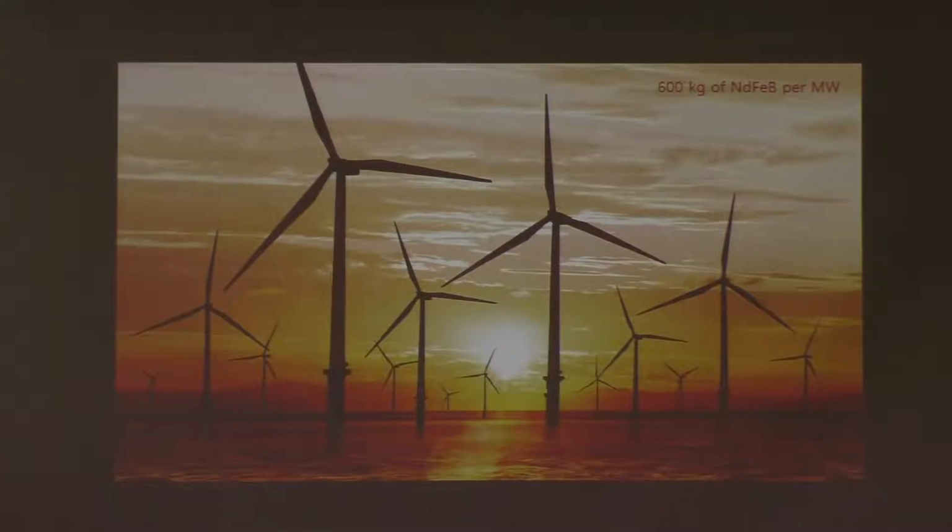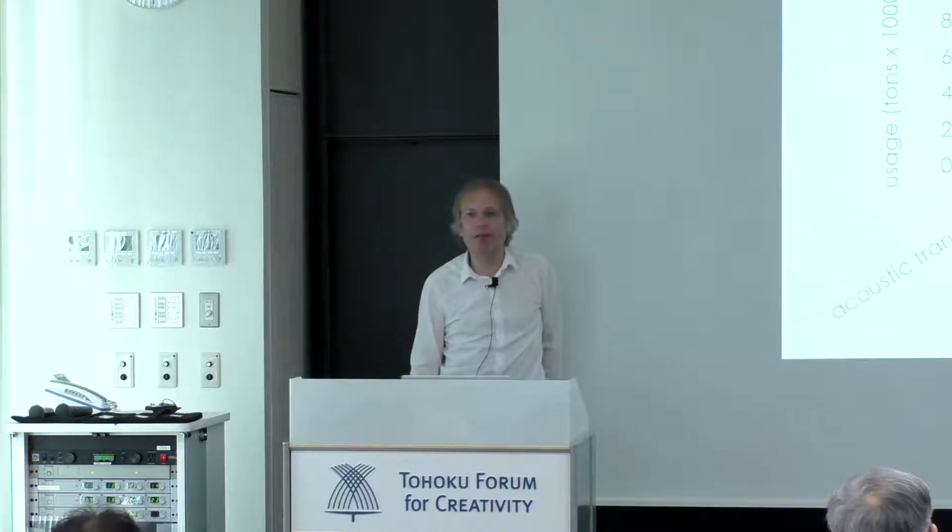And if you look, you need about 600 kilograms of neodymium iron boron magnets per megawatt. So if you install big, for example, offshore windmills, we need a lot of permanent magnets. And so by improving, for example, the energy density of these magnets, you can make these constructions much lighter. So this is a big driving force also to improve the permanent magnets. Let's see what other fields there are where high performance permanent magnets are used.